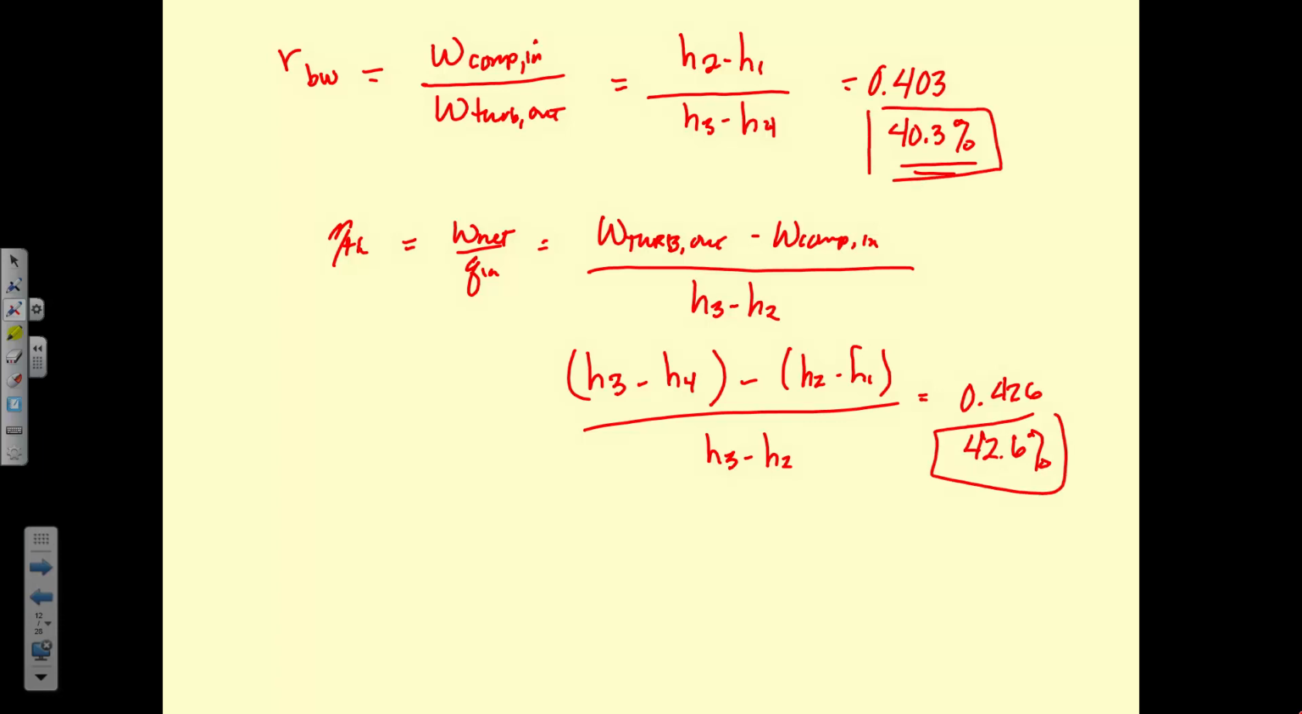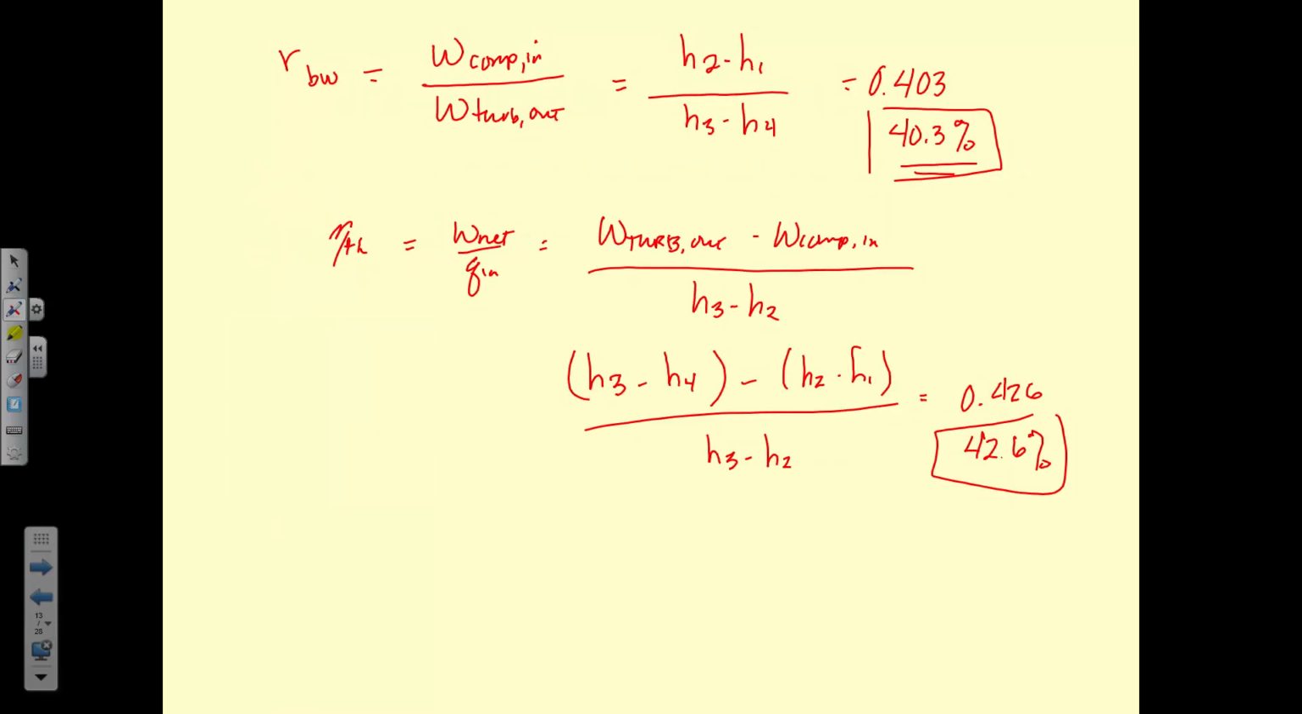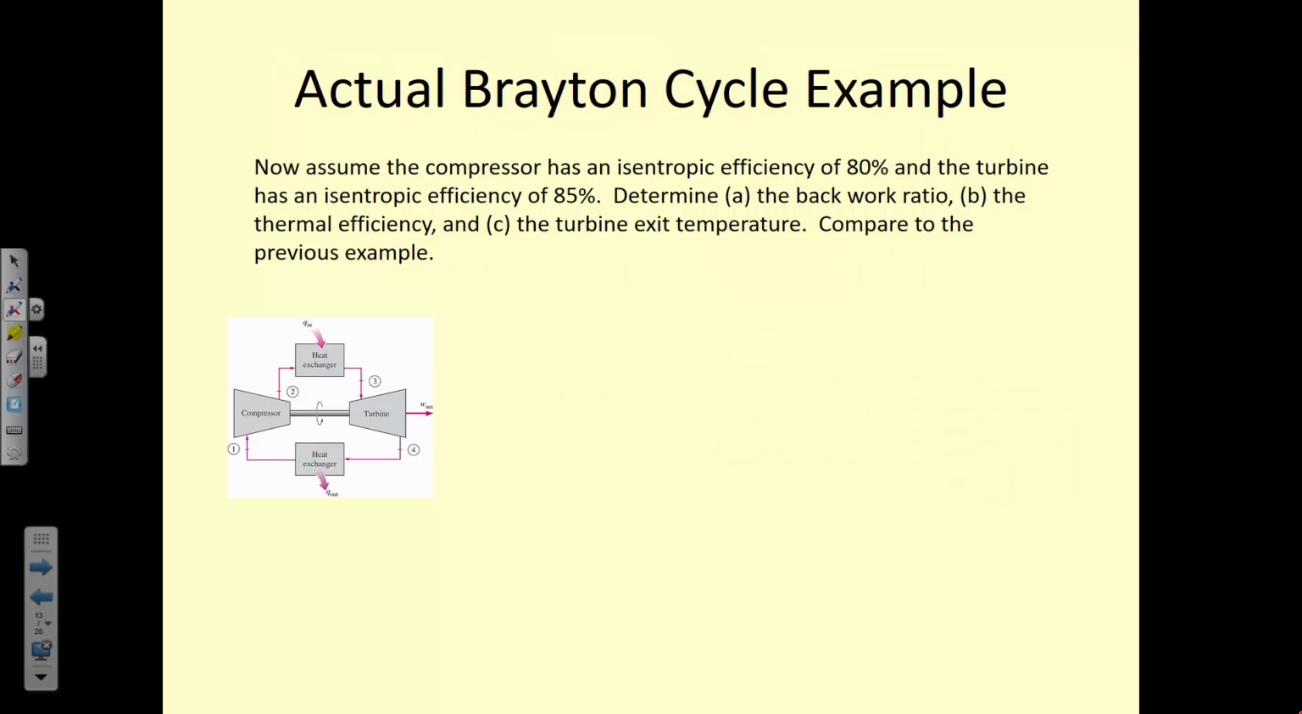Okay, so this is the idealized Brayton cycle. We're assuming that our turbine and our compressor are completely isentropic. So we're going to look now at an actual Brayton cycle. We'll keep these numbers in mind, this 40.3% and 42.6%, and see how it compares to the actual cycle, where we may have some irreversibilities in our turbine and compressor. So now, instead of 100% efficiency, we have an 80% efficient compressor and an 85% efficient turbine.